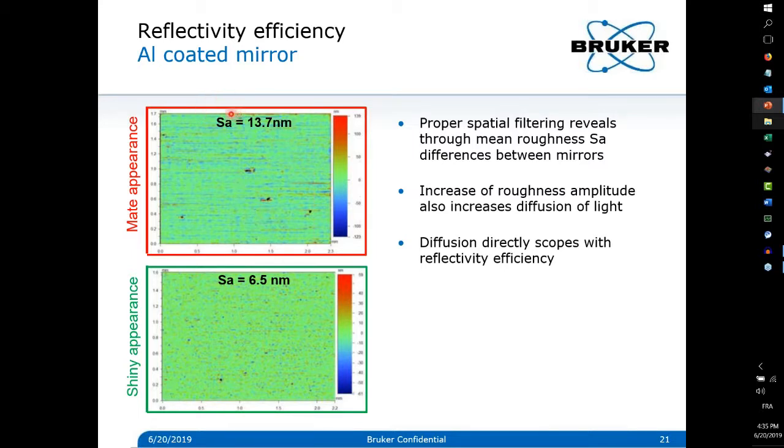But also if you measure and calculate the mean roughness Sa, you see that actually we have half the roughness in the case of shiny appearance. So now you have directly a simple mean roughness parameter to quantify the appearance and the reflectivity efficiency of the mirrors, which is quite straightforward. And here the sole requirement was to select the right cutoff.